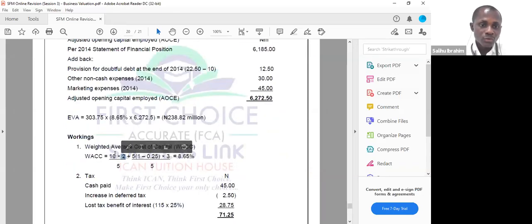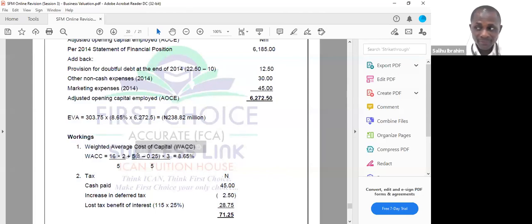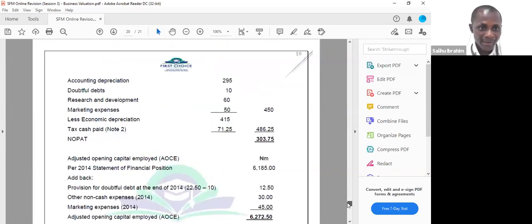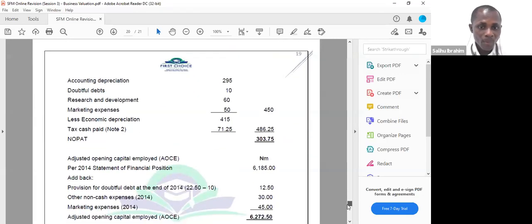Equity is 2, so 2 times 16 over 5. Debt is before tax, so 5 is their cost of debt, times 1 minus the tax rate of 0.25, times 3 all over 5. So when you do this, we have 8.65%. That is our weighted average cost of capital. Then you go back and compute our EVA.